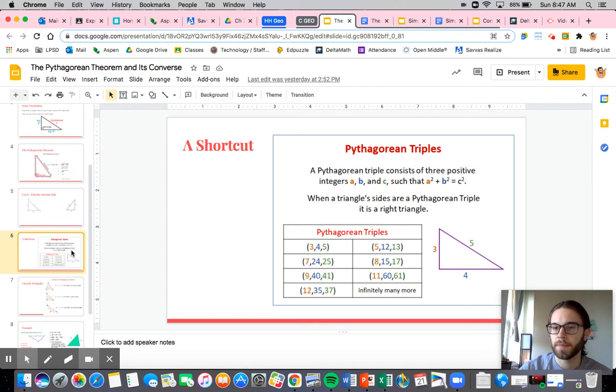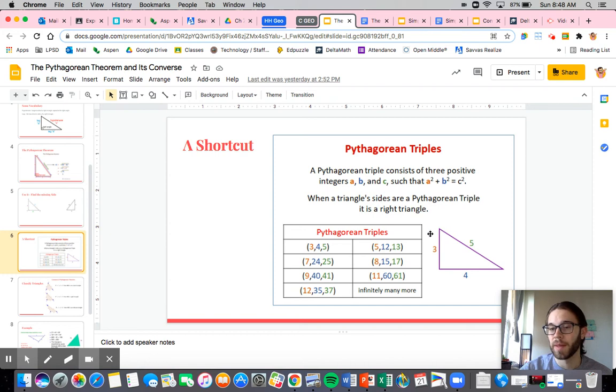Quick little shortcut. If you come across something that is known as a Pythagorean triple, you can get away without doing much. A Pythagorean triple consists of 3 positive integers, a, b, and c, such that a squared plus b squared equals c squared. These ones and their multiples are just nice versions of numbers that you can find. So if you see a 3, a 4, you know the last one's going to be a 5.